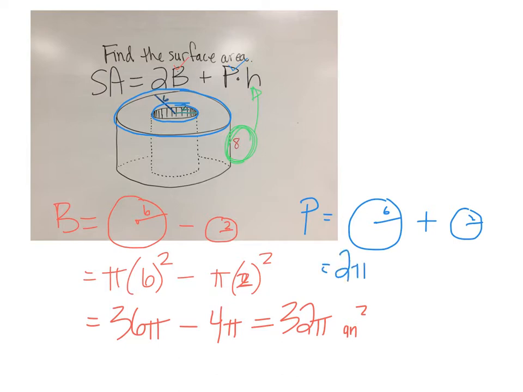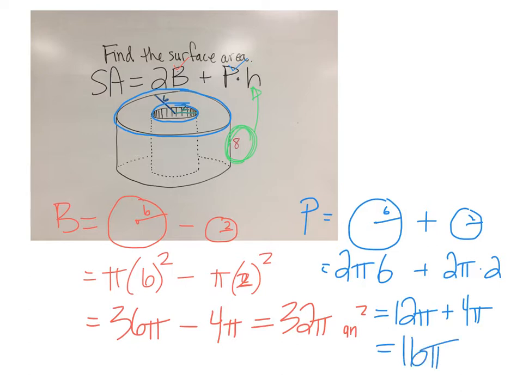So 2 pi r is the formula for perimeter. So 2 pi times 6 and 2 pi times 2 is 12 pi plus 4 pi, for a grand perimeter total of 16 pi units. They're not area, so they're not squared, it's just perimeter, so it's regular units.